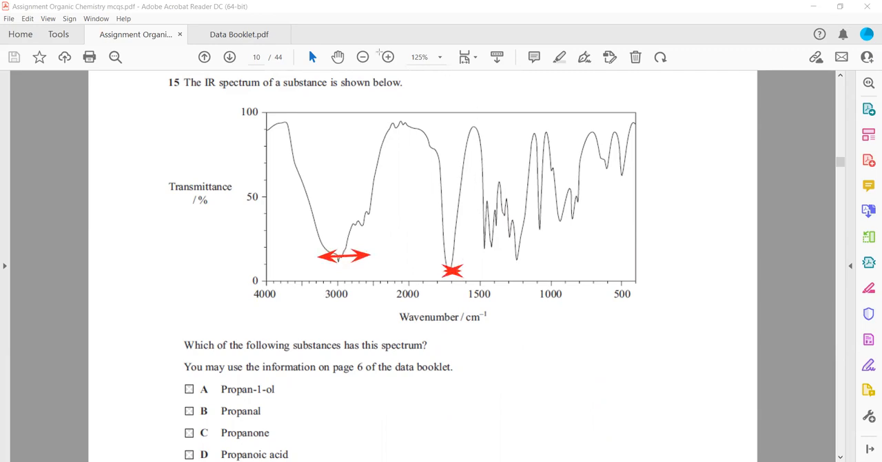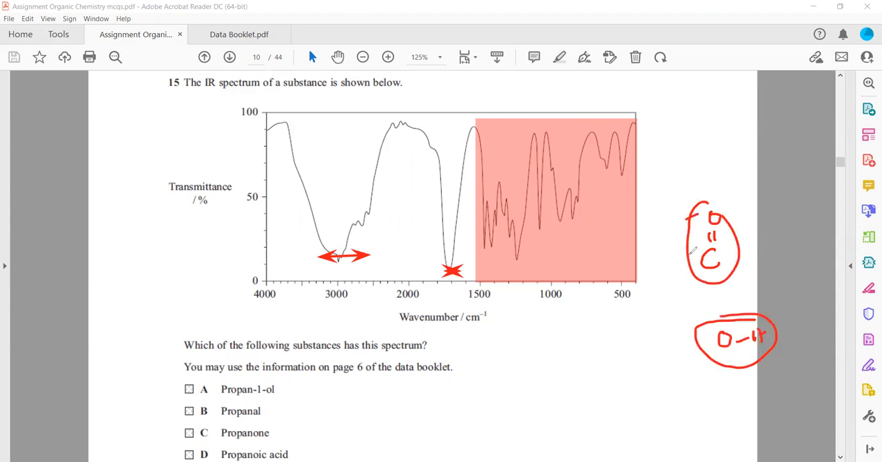The region before 1500 is known as the fingerprint region because all molecules have a unique infrared spectrum, so we don't use that. We use after 1500. There are two peaks, so we'll check what they correspond to, because it is easy to observe. Even without the data booklet, I can guess that C double bonded with O is one and OH is another. So there are two different types of bonds in propanoic acid as compared to any other.